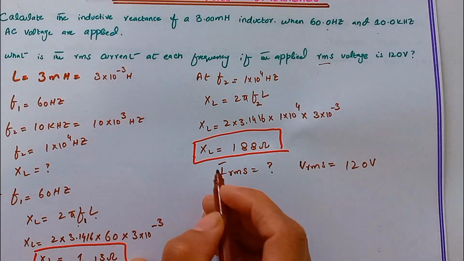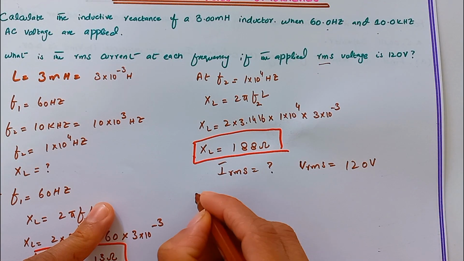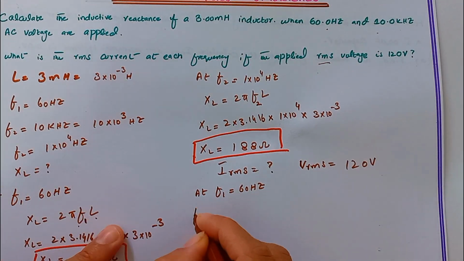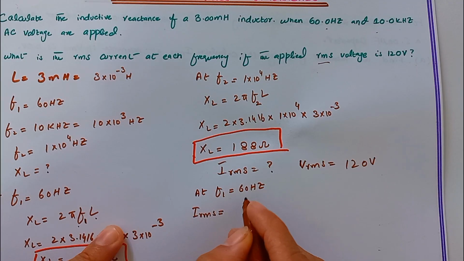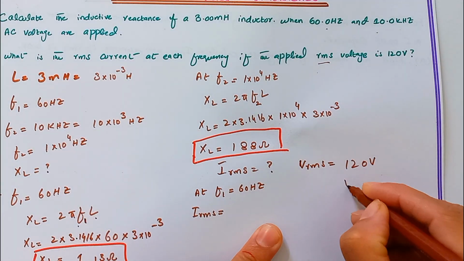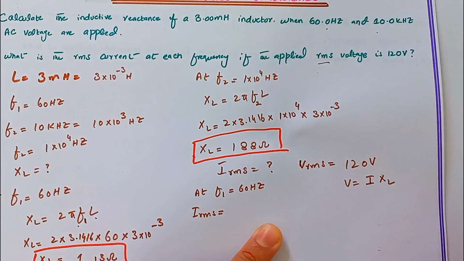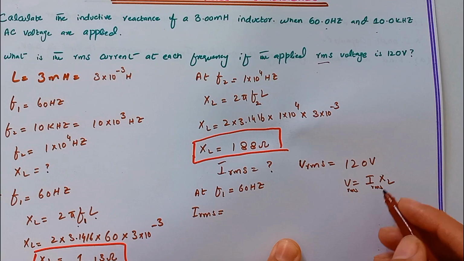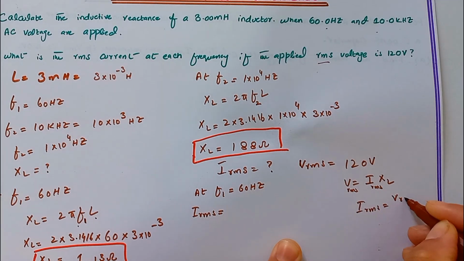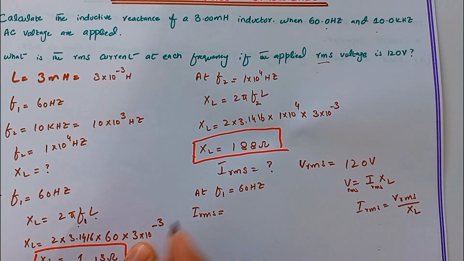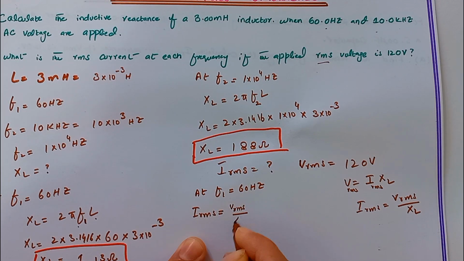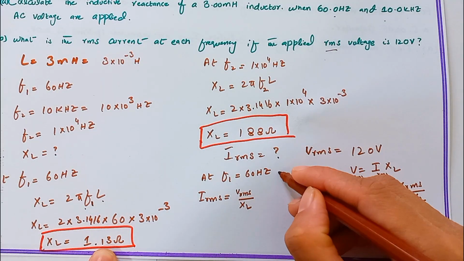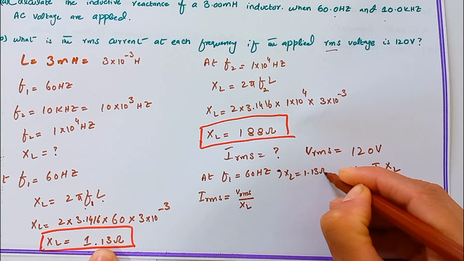Here we find the current at frequency F1, which is 60 Hertz. Now we use Ohm's law, V equals I R, where here the resistance is the inductive reactance XL. So we write V r.m.s and I r.m.s, and the formula becomes I r.m.s equals V r.m.s over XL. The XL at frequency F1 is 1.13 ohm. Put it in this formula.